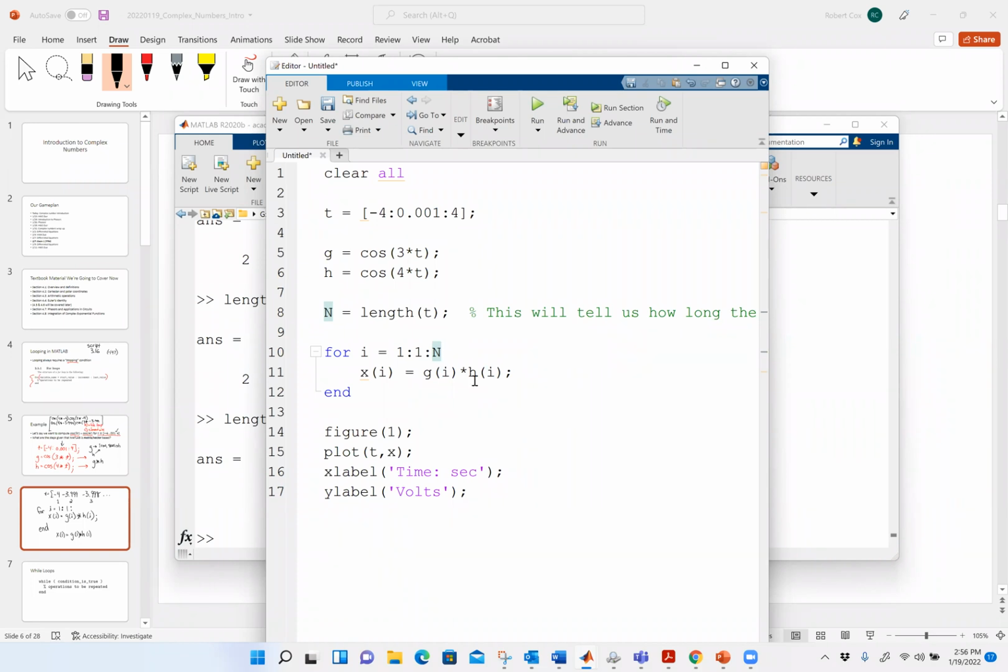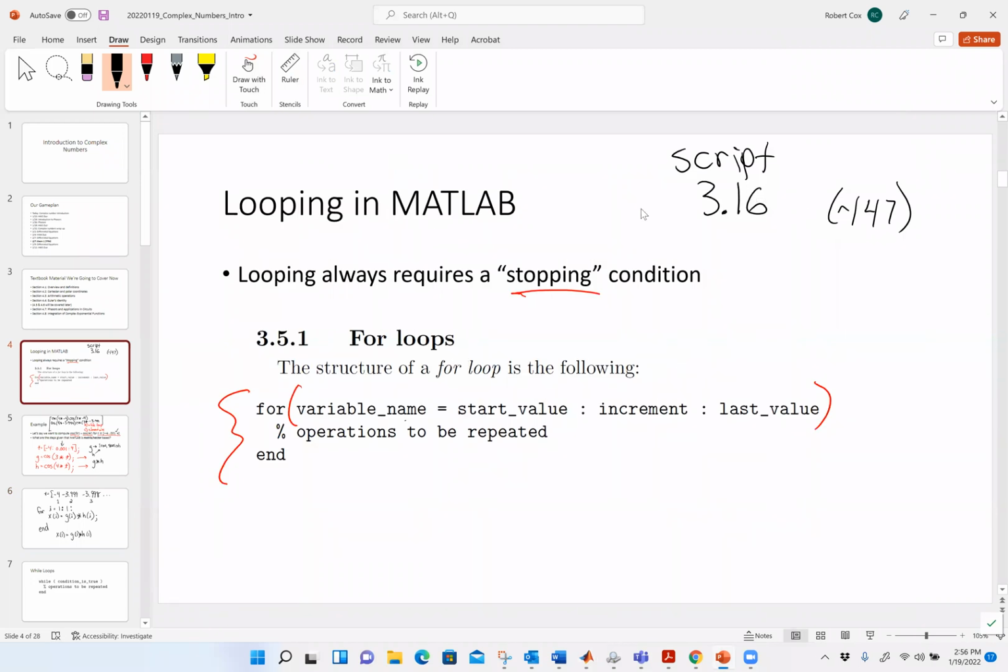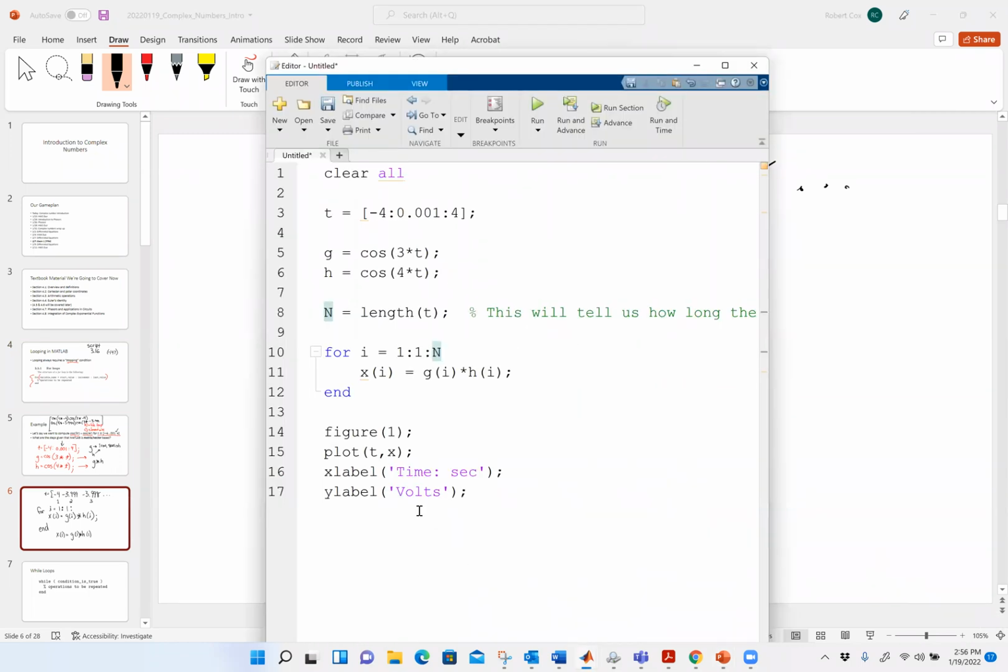Now, there is an exact example like this. What did I say it was? I think it's script 3.16 on page 147 of the book. All right, that looks just like that. That you can try to follow. Questions about that?